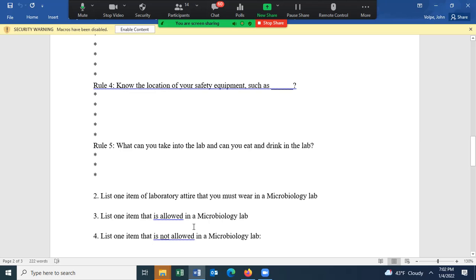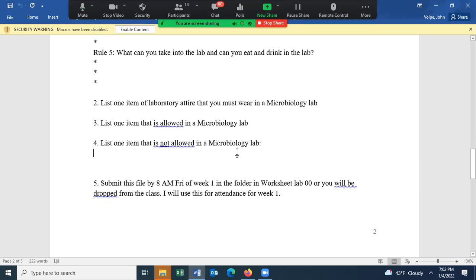You can bring in your watch, and you should put the glove over your watch, assuming they're wearing it on your wrist. And then list one item that's not allowed in the microbiology lab. And there's many that you could list there.